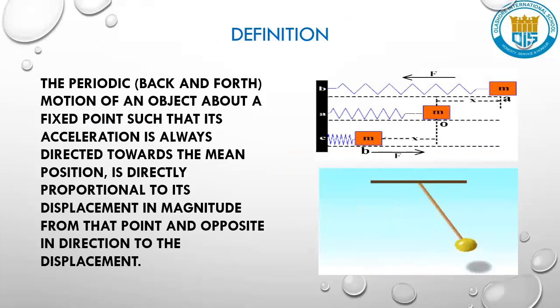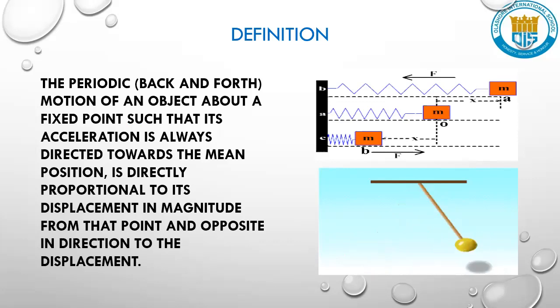Firstly, what do we mean by simple harmonic motion? Any definition of simple harmonic motion must have four things, four features. One, it is the motion of an object about a fixed point. What does that mean? The motion of an object about a fixed point.